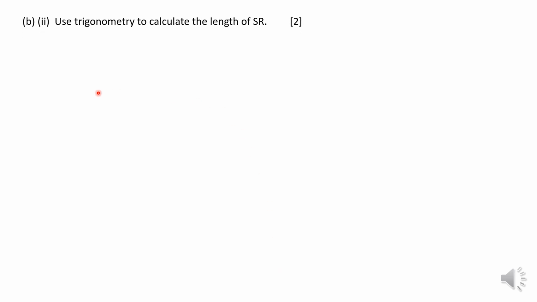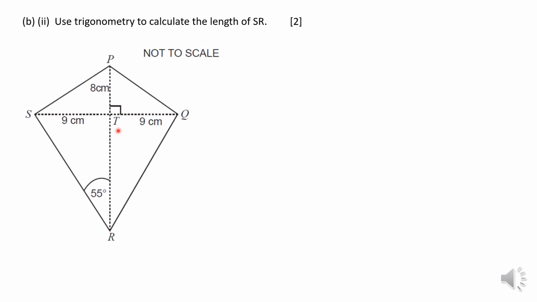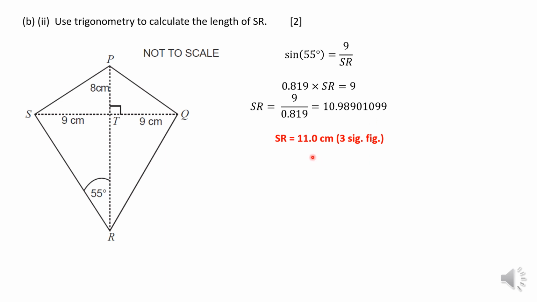They say use trig to calculate the length of SR. So let me bring that particular triangle back. So we are supposed to find this particular distance here. We've got an angle, we've got a side opposite that angle. So we're dealing with the sine ratio. So the sine of 55, which is a calculator value, and I wrote it to 3 decimal places, and you do cross multiplication. All right, so you can actually find what SR is. And suppose we say to 3 significant figures, SR is obviously 11.0 centimeters.